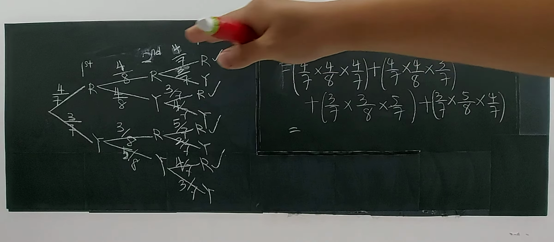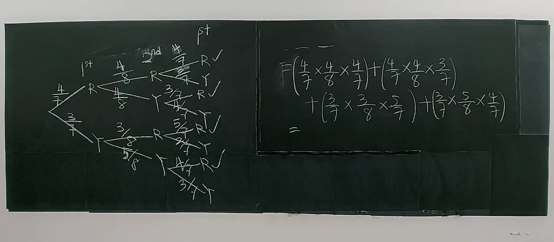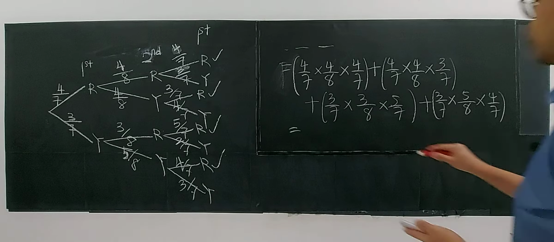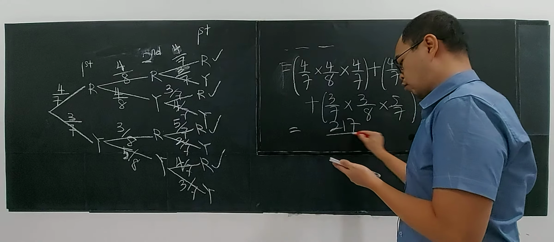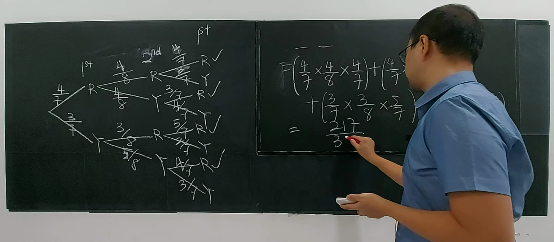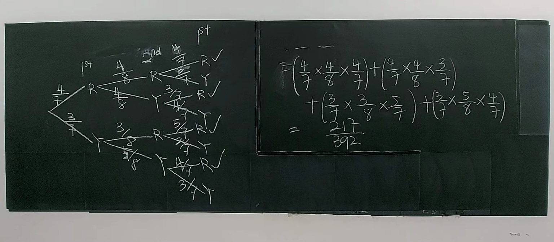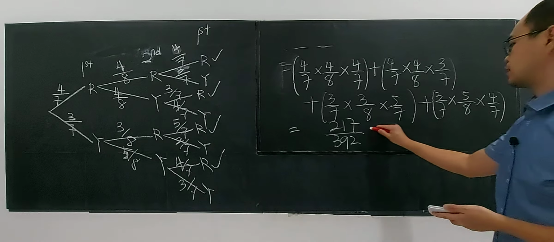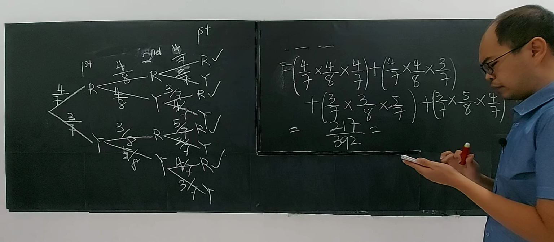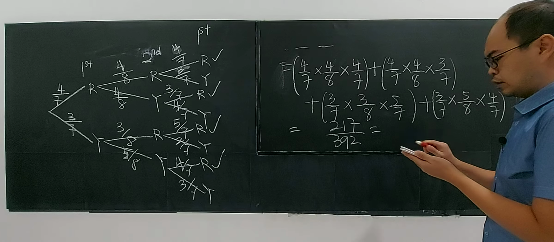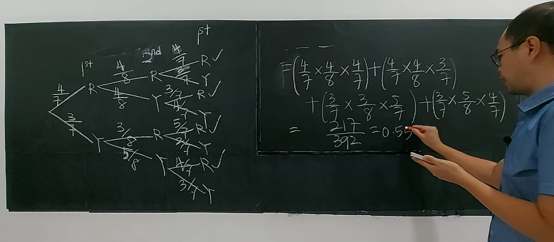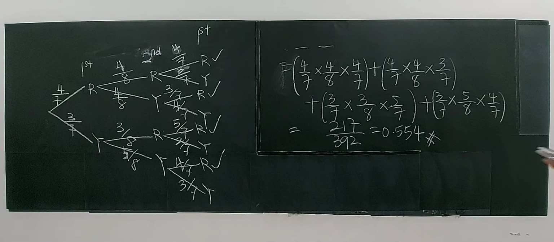If you add up all the probabilities for these 4 branches, you finally get the value of 217 over 392, right? 217 divided by 392, which gives you, in 3 decimal places, 0.554, right? So this is the probability that you will get from this question. That's all for this question.